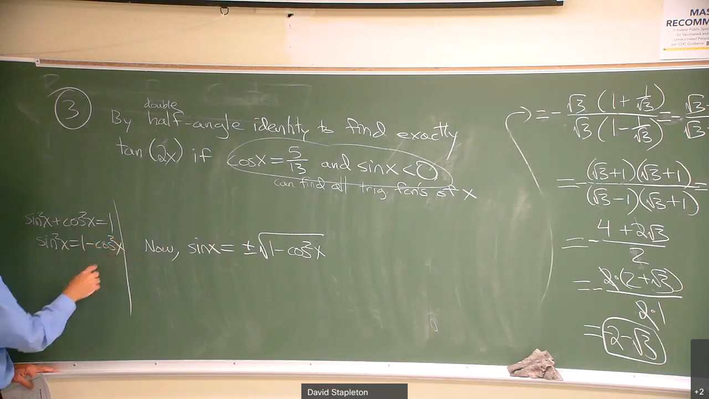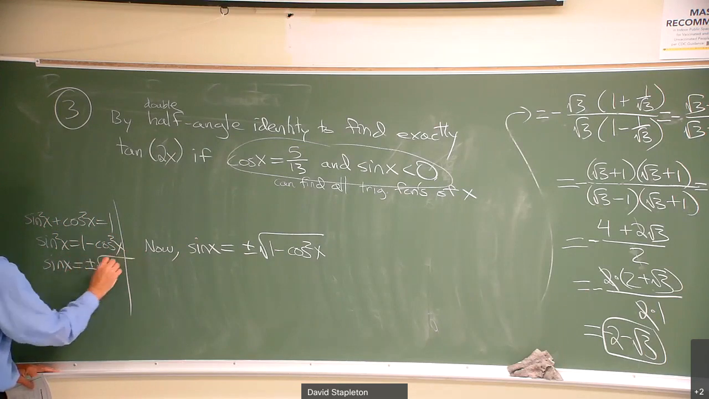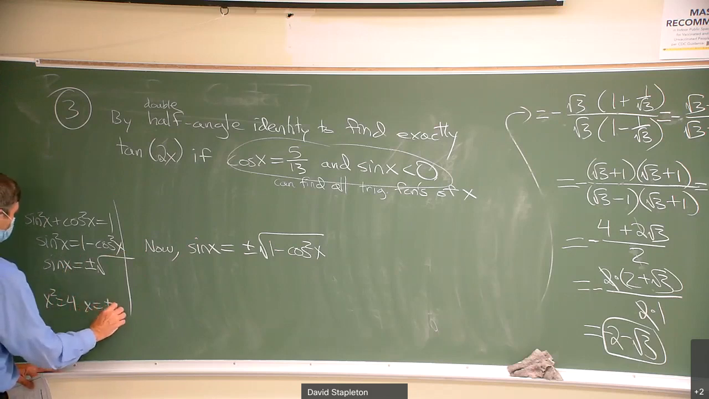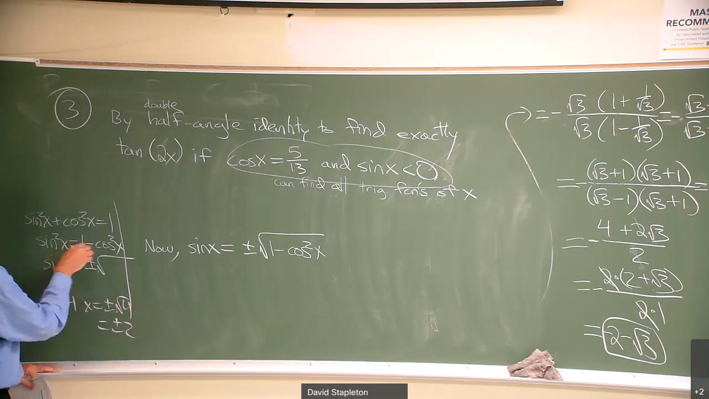We'll see this later today here. And then the sine, if the square of the sine is this, then the sine must be plus or minus the square root of this. Just like if x squared equals 4, x is plus or minus the square root of 4, which is plus or minus 2, right? Similarly here, if sine squared is this, then sine is plus or minus the square root of this.